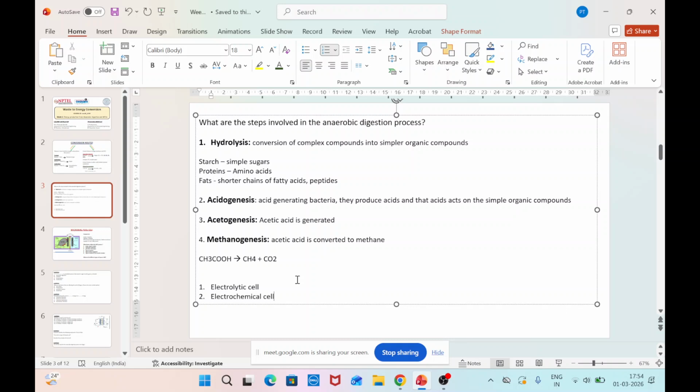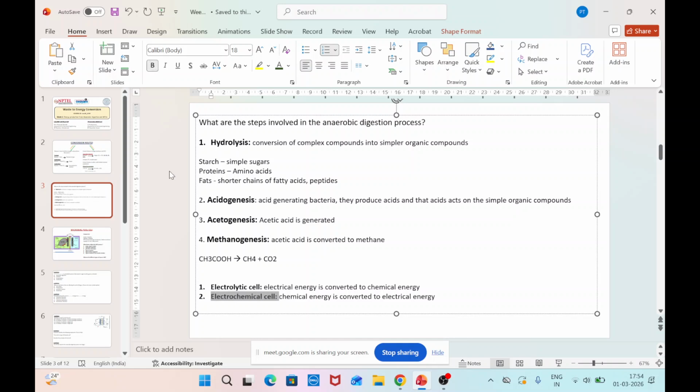In an electrolytic cell, electrical energy is converted to chemical energy, whereas in an electrochemical cell, chemical energy is converted to electrical energy. Depending upon the target application, or where we want to use the cell, we choose electrolytic or electrochemical cells.